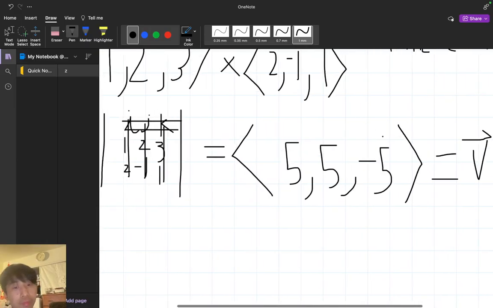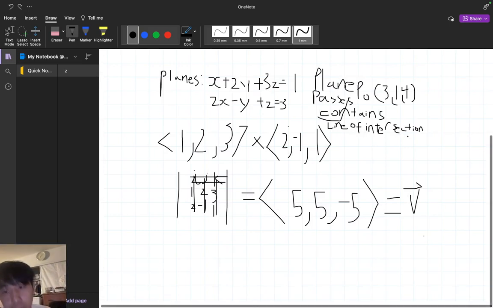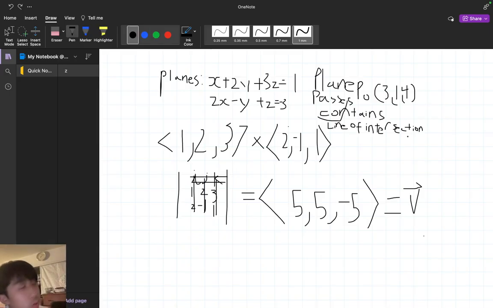Alright. So, if we were just getting the line of intersection for this problem, what we'd have to do is find a point where the line intersects. And I can do that. I can show you how to get the point where the planes intersect each other.